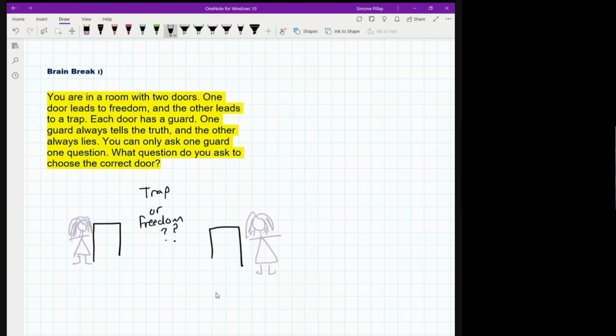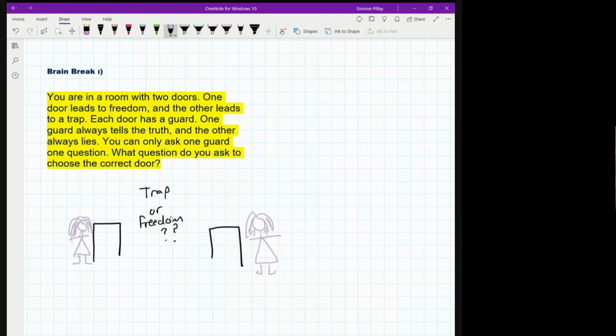And what we are saying is that one guard always tells the truth and the other guard always lies. You can only ask one guard one question. You can ask any guard, but you don't know which one is lying and which one is telling the truth. You can only ask one question. What are you going to ask?